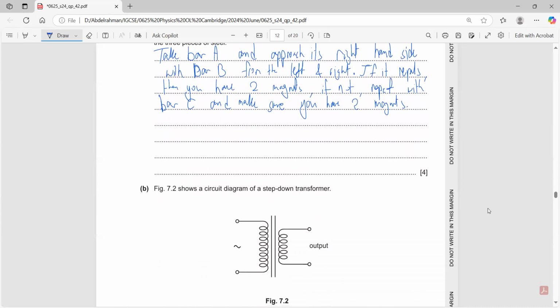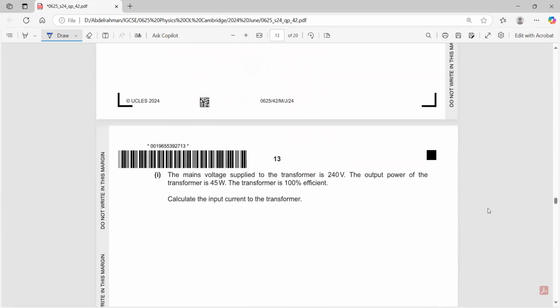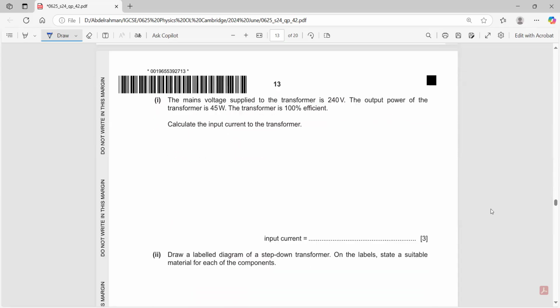Now, figure 7.2 shows a circuit diagram of a step-down transformer. The mains voltage is 240 volts. The output power is 45 watts. The transformer is 100% efficient. Can I find the input current? Yes, I can find the input current. This has nothing to do with the transformer.